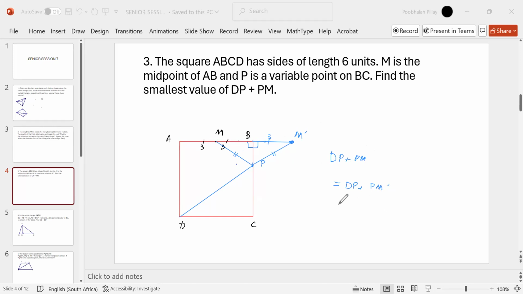And now you want this to be as small as possible. Okay, so if I take various choices for P, I could have taken P to be here, in which case dP plus PM prime is that sum. Or I could have chosen it here, in which case dP plus PM prime is the sum of those 2 lines. Right. And you will notice that the sum of these 2 is always greater than the straight line that joins these 2, because we just said in the previous one that in a triangle, the sum of two sides is always greater than the third.